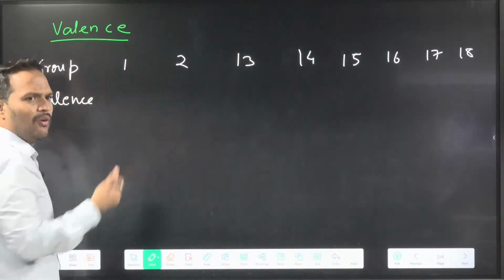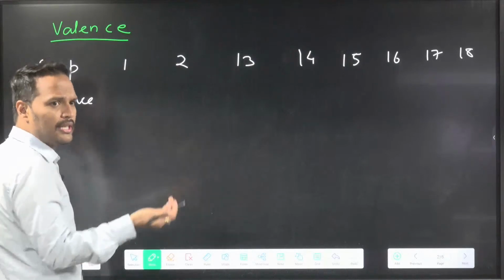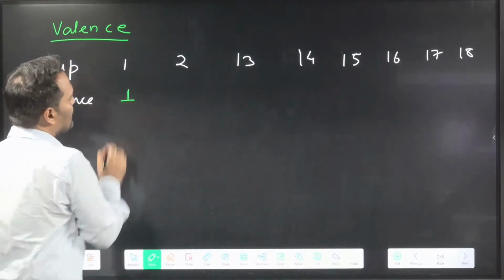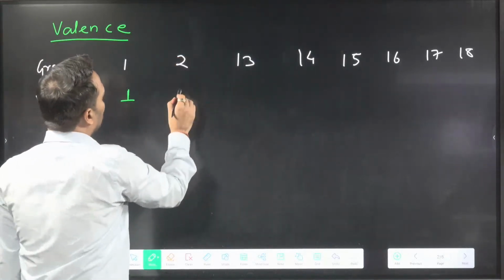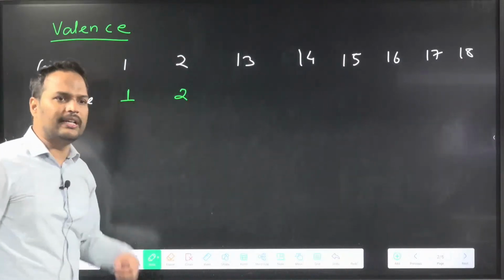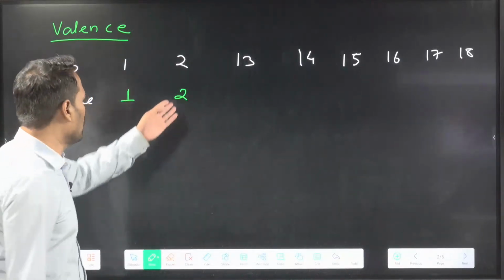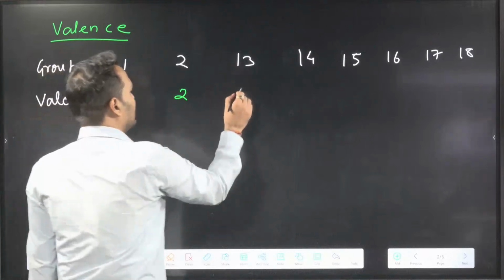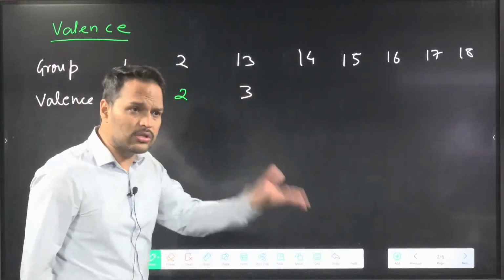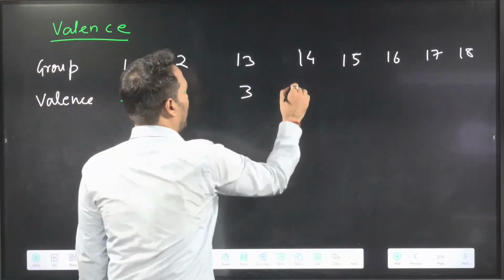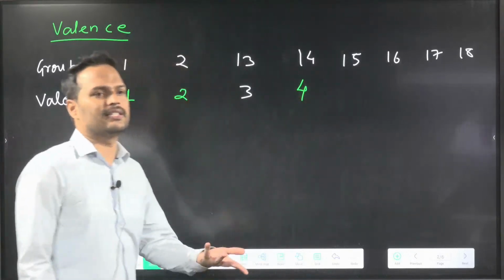Suppose you are having 1 electron, it is easier to lose the electron. So the valency given here is 1. In group 2, we have 2 valence electrons. It is easier to lose 2 electrons, so the valency is 2. In 13, it is easier to lose 3 electrons, so 3. In 14, 4. Like this they have said.